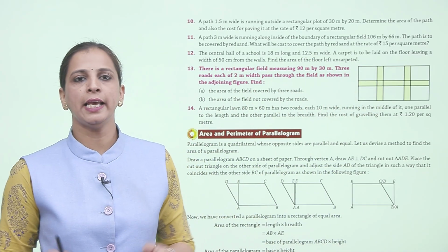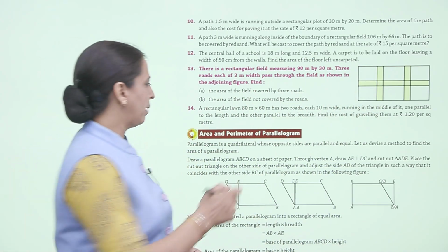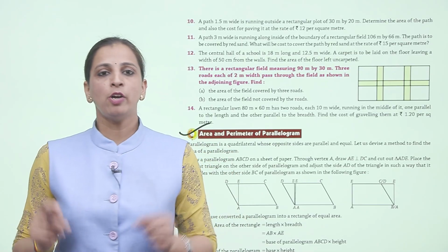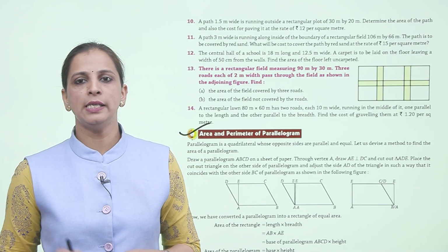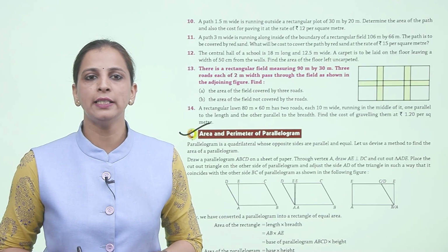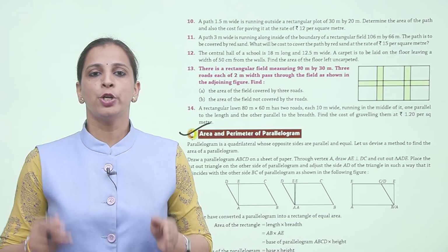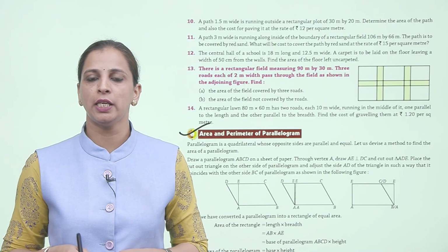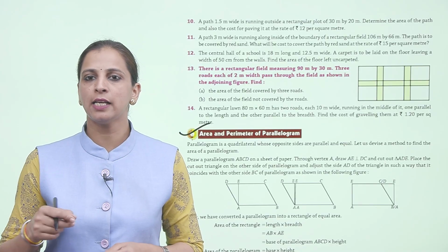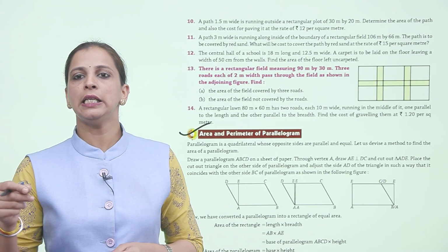Now next is area and perimeter of parallelogram. Parallelogram is a quadrilateral whose opposite sides are parallel and equal. Let us devise a method to find the area of a parallelogram. Draw a parallelogram ABCD on a sheet of paper. Through vertex A, draw AE perpendicular to DC and cut out triangle ADE.